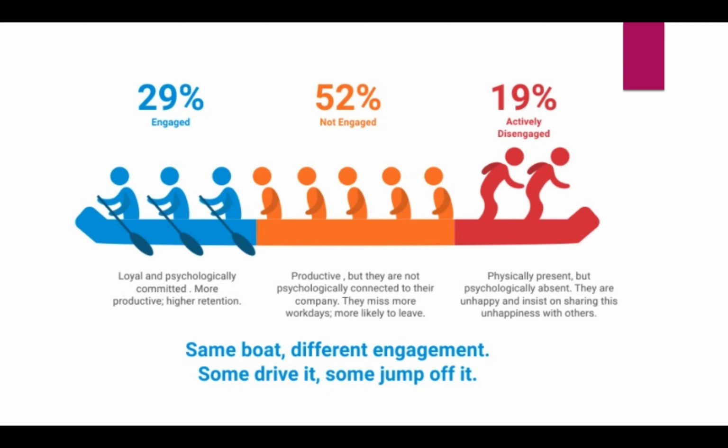Interestingly, we see that 52% of people would be classified as not engaged. So they might do their jobs, they're productive, but they don't have a sense of connection to the company. They might miss more work days, and they're more likely to leave. But then we notice 19% are actively disengaged. So they're physically present, but psychologically absent. They're unhappy, and they honestly want to spread that unhappiness within the workplace.